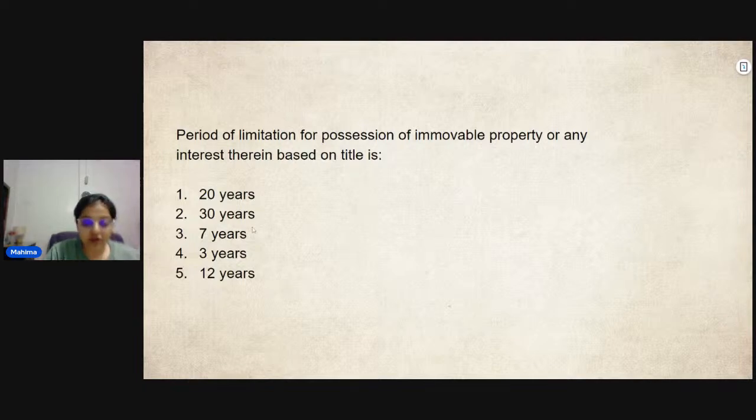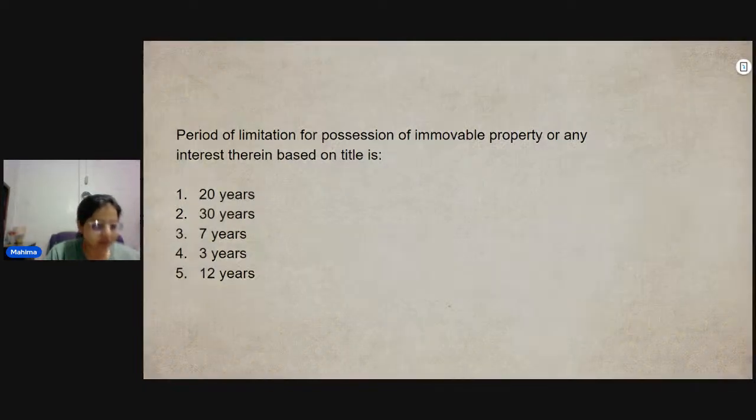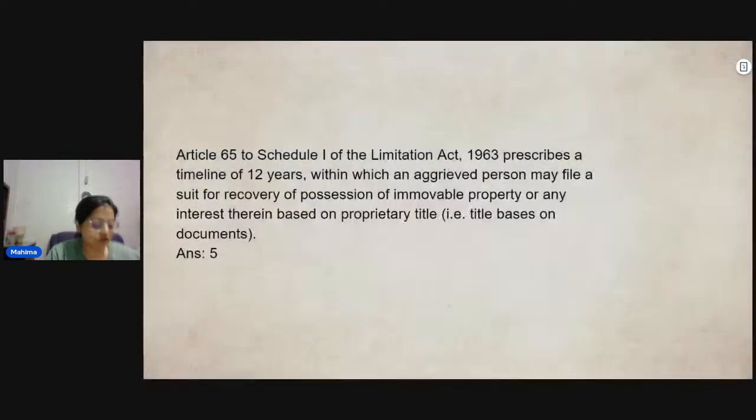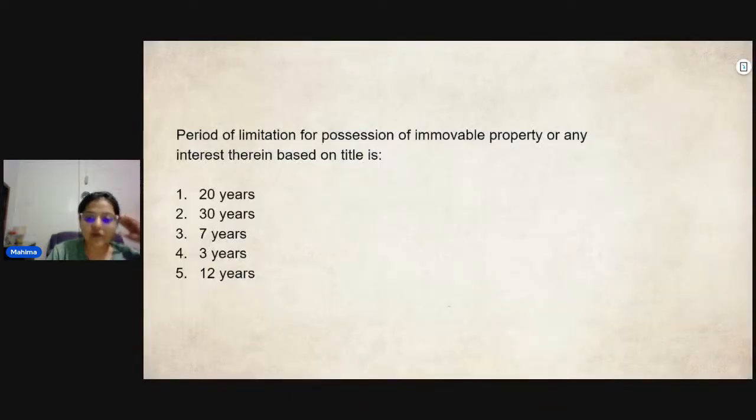Everyone is saying 4 years. Everyone is saying option number four. That means 3 years, and it is option number five. That is 12 years. Article 65 is the correct article here. Possession of immovable property or any interest is always 12 years.